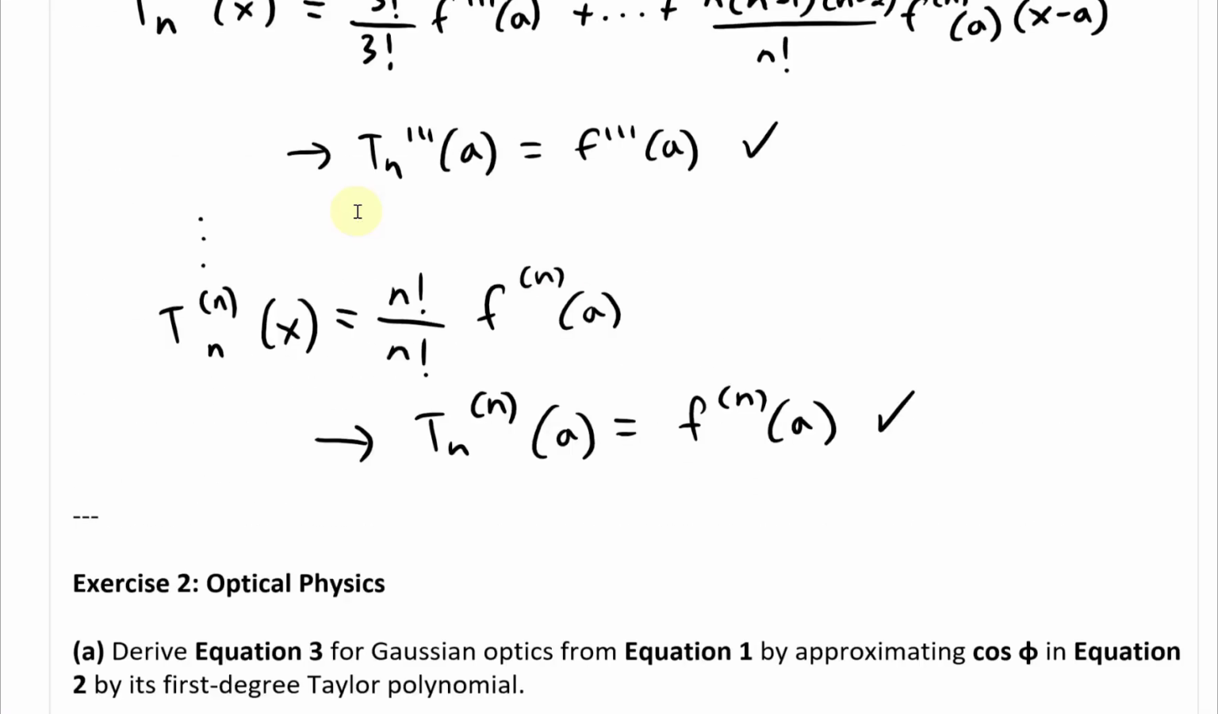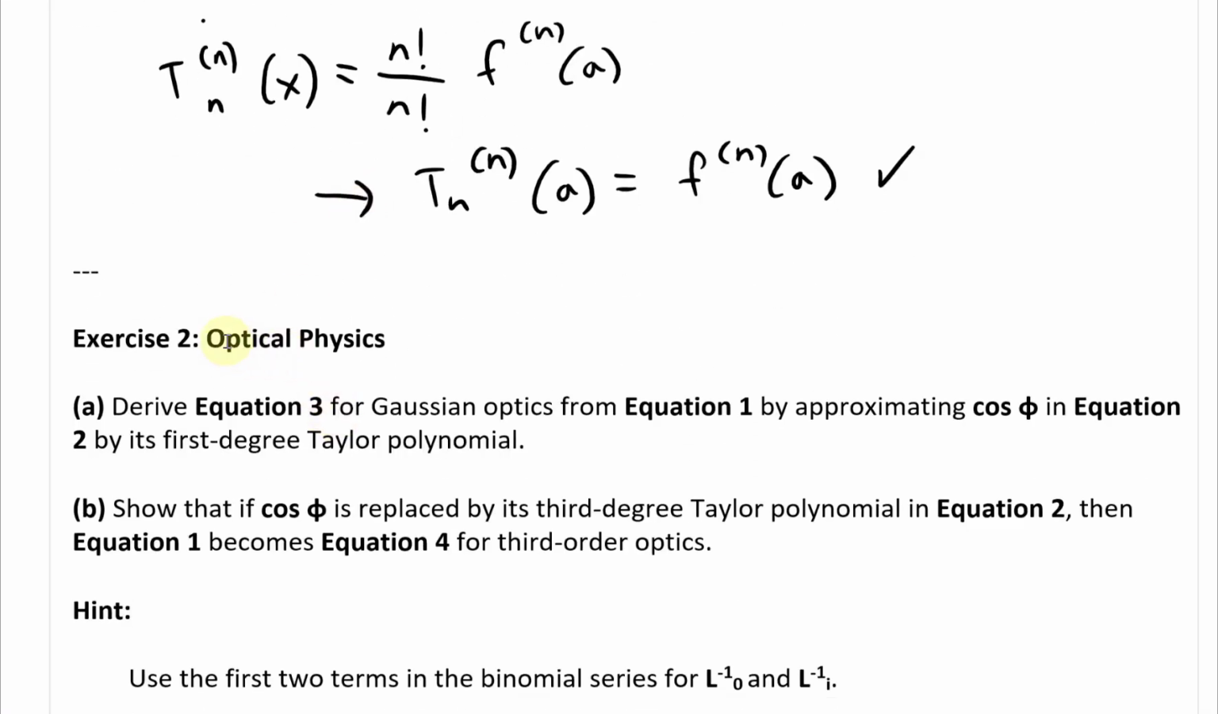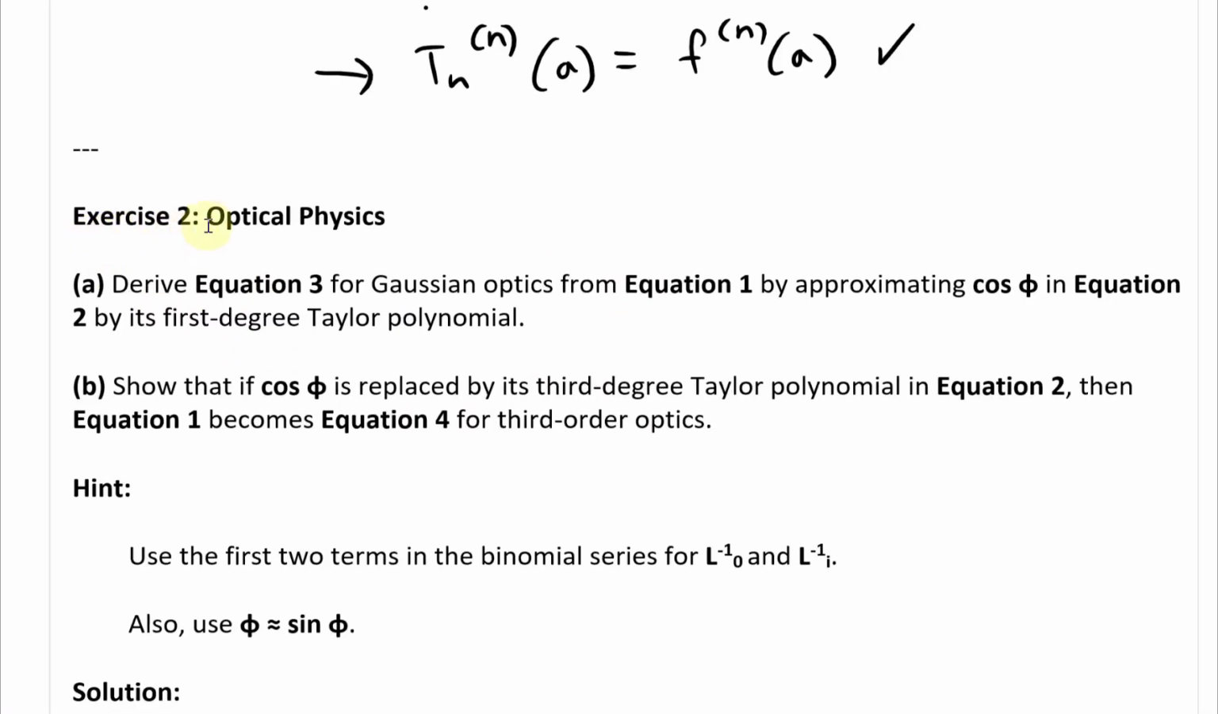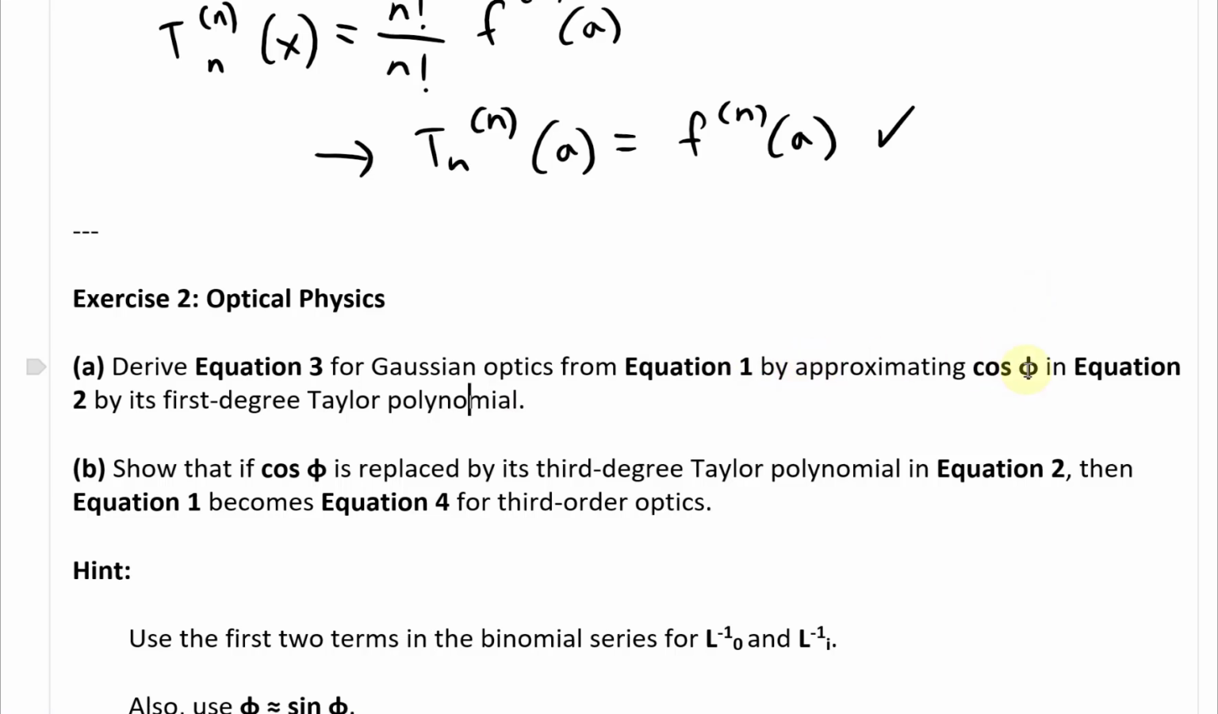Exercise 2, which is finishing off the optical physics concepts we discussed earlier. So exercise 2, optical physics, part A of it states: derive equation 3 for Gaussian optics from equation 1 by approximating cosine phi in equation 2 by its first degree Taylor polynomial. So yes, basically derive equation 3 using that cosine phi equals 1.